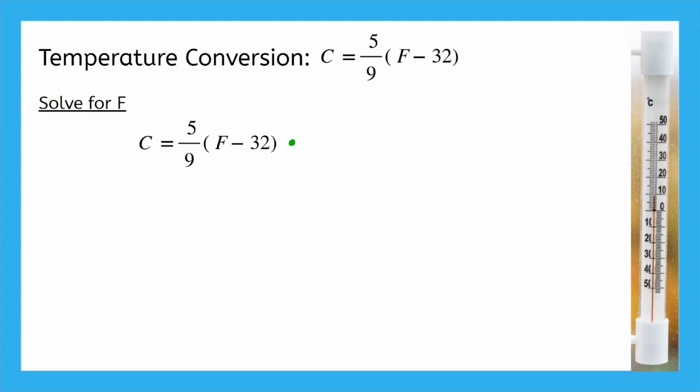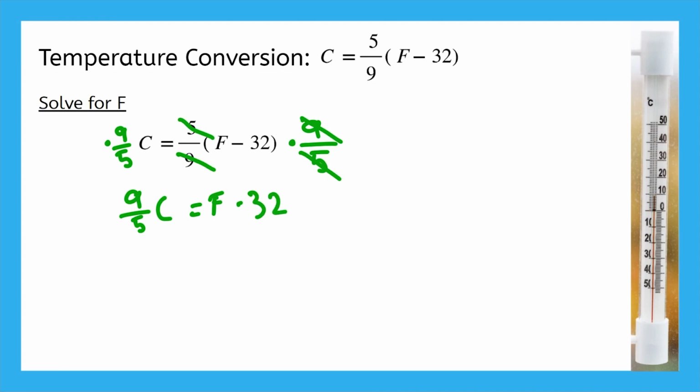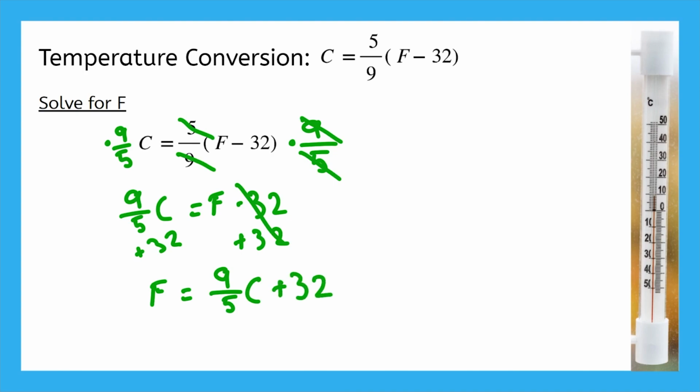So to cancel the 5/9, we multiply by the reciprocal, 9/5. The 5 on top and the 5 on bottom cancel each other out, and the 9 on top cancels the 9 on the bottom. So both fractions are now gone. Make sure that you also multiply the other side by 9/5. Now we see that 9/5 C is equal to F minus 32, which will be easy to solve. You just got to add 32 to both sides. So now we found out that to convert Celsius into Fahrenheit, you just multiply it by 9/5 and add 32.